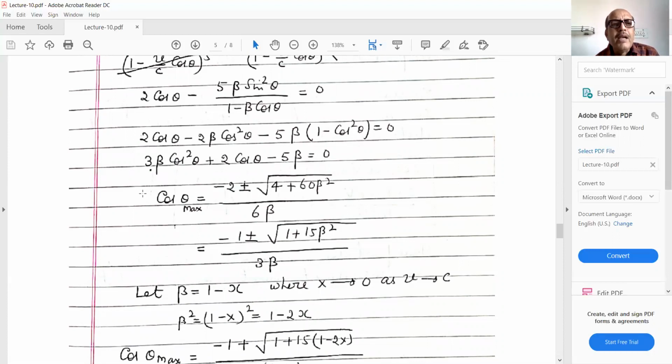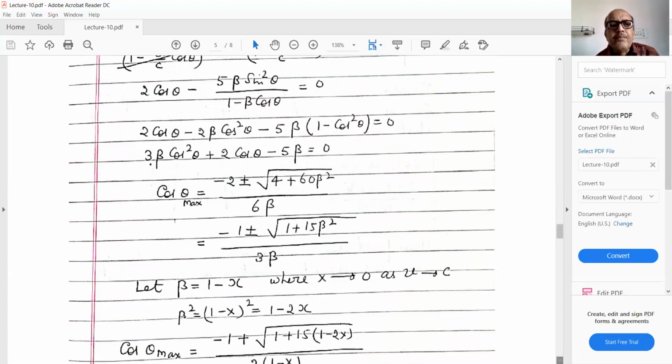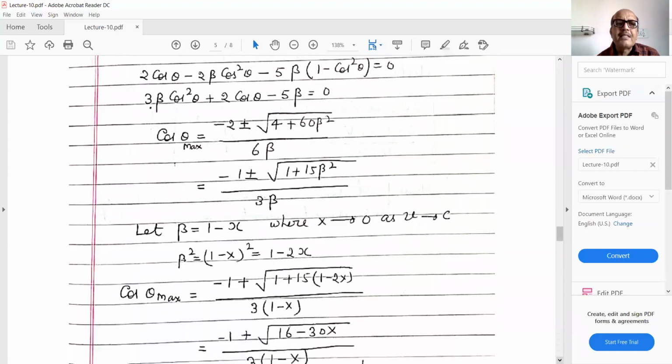So in that case, I will end up with the value of cos theta being less than 1. So let us make a substitution. Let us assume that beta is equal to 1 minus x. When v tends to c, or as the velocity approaches the velocity of light, the value of x will tend to 0, because when x tends to 0, beta will tend to 1, and beta is v upon c, so the velocity will tend to the velocity of light. So what you have to visualize is that the value of x here is very small.